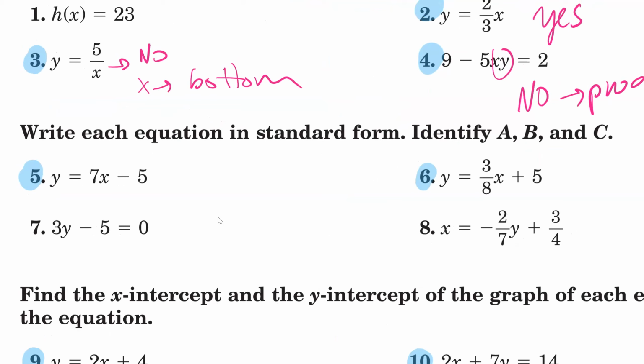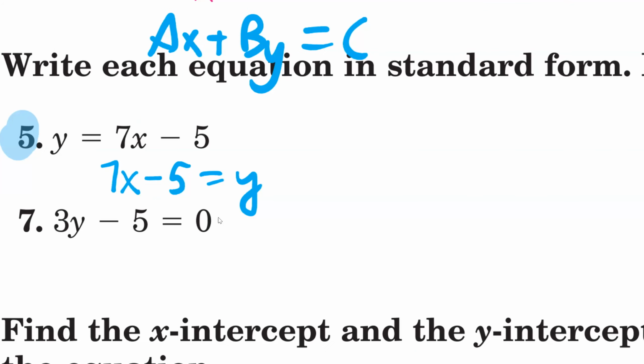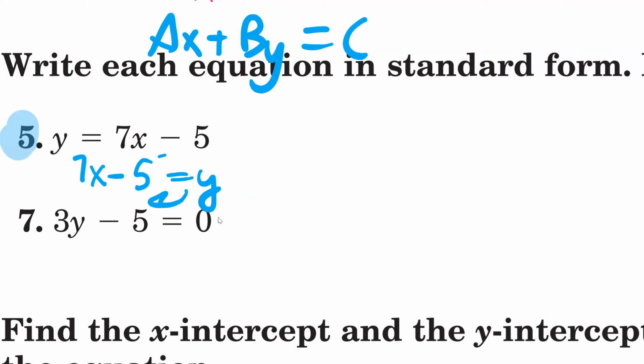Okay, so let's write it in standard form. Remember, it has to be ax plus by equals c. So I need the term with x on the left-hand side. I could write this as 7x minus 5 equals y. If I just change the order a little bit, it'll make it easier for us. So I need to move y to the left side and the 5 to the other side. So I'll add 5 on both sides and subtract y. So I have 7x minus y equals 5.